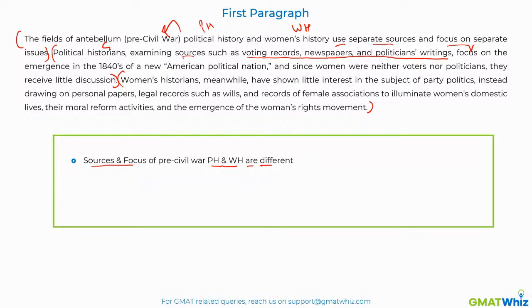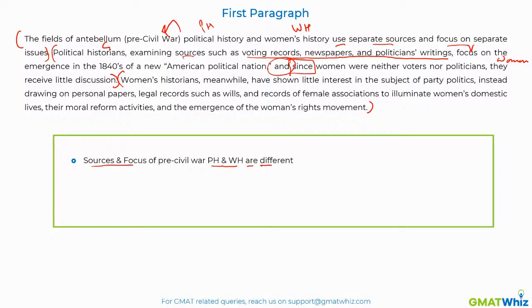Okay. And now, because there's an "and," that's for me a transition here. And then there's a transition in "since" as well. "Since" is giving me a reason for something, and because it's part of the same sentence, I know we are going to continue talking about political historians. But then I'm a little puzzled. What does "since women were neither voters nor politicians" mean? Okay, so they're going to tell us that because at that time women were not allowed to vote, they were not politicians, they received little discussion. Who received little discussion? Okay, these women probably. And discussion where? Since this is a sentence about political historians, these women do not get much discussion in political history.